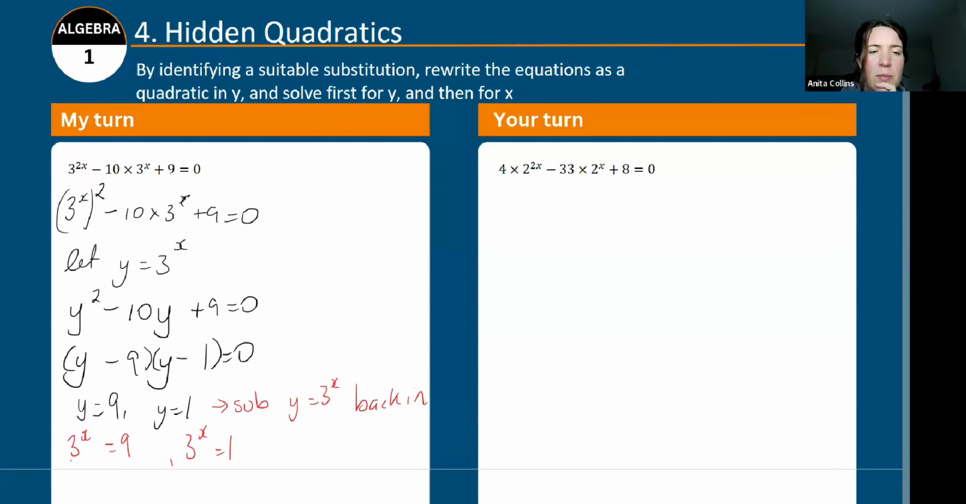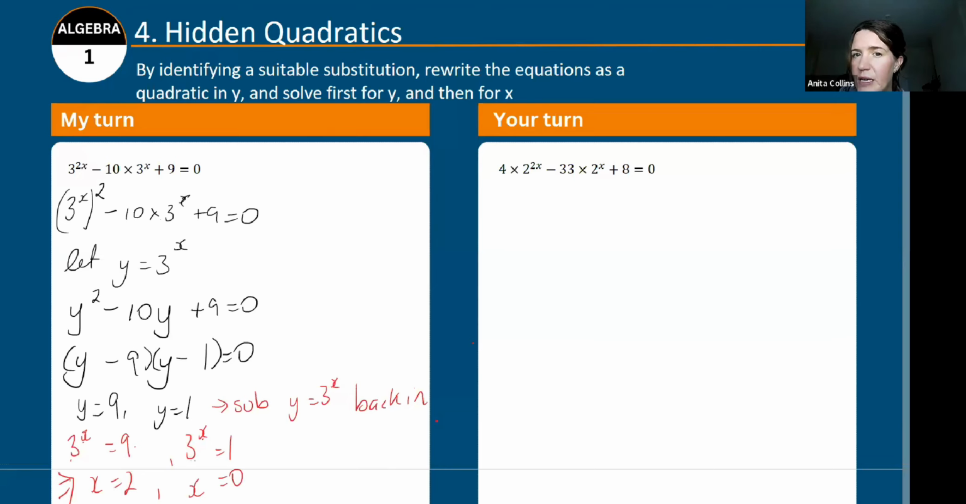So I've got 3 to the power of what is equal to 9? Well, I know that 3 to the power of 2 equals 9. So therefore, x must be equal to 2. Then it says 3 to the power of something is equal to 1. And again, from our laws of indices, we know that anything to the power of 0 is 1. So we know that x must be equal to 0. 3 to the power of 0 is 1. And those are my solutions.